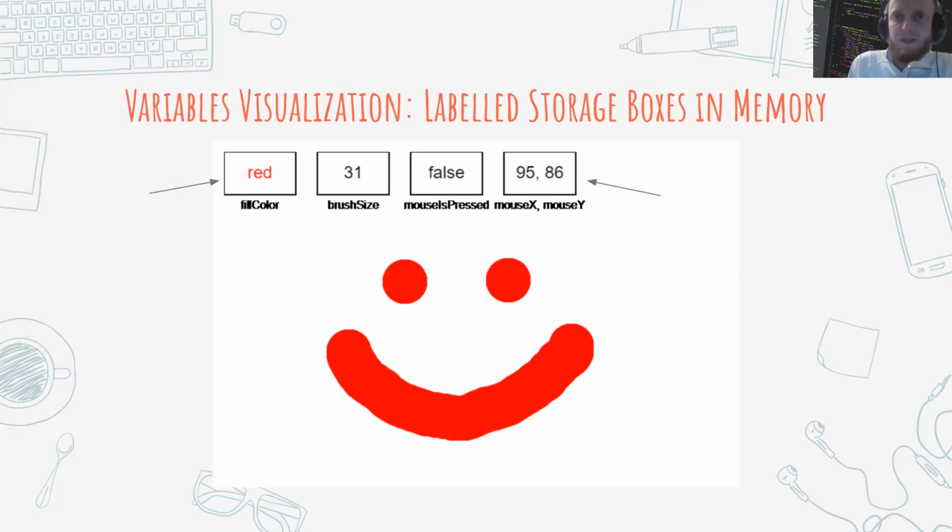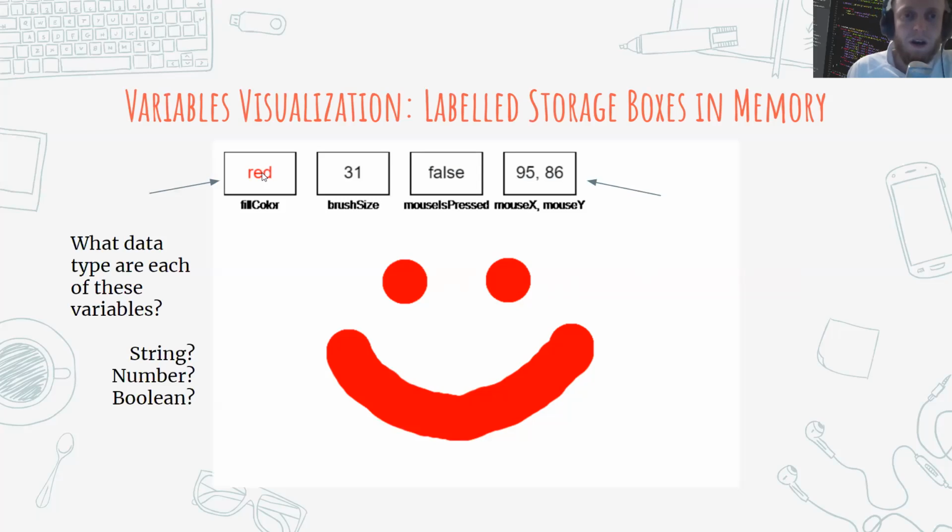So just like I mentioned before, all this data is in your program, and you can think of these variables as names attached to the data. So think of all your data as being in like these separate storage boxes, and each box has a label. So for example, in this drawing app, we have a fill color variable that's a string. I already gave away this first answer. What type of data are each of these variables?